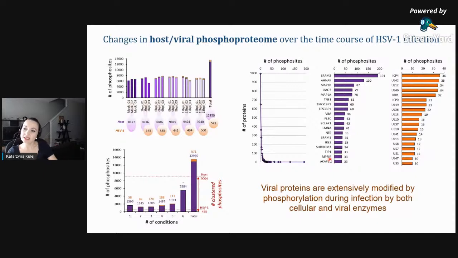But what was outstanding here, if you look on the right, I pointed out the number of phosphorylations for the viral proteins. I just mentioned that the HSV proteome is around 73 proteins, and nearly one-fourth of it has more than 10 phosphorylation sites, which shows how important these PTMs probably are in order to drive the viral infections. So maybe that's the reason why the virus contains not one but two kinases.